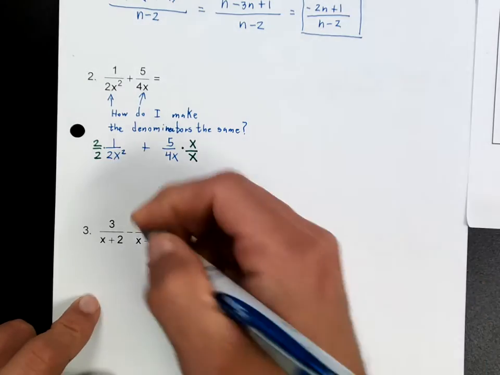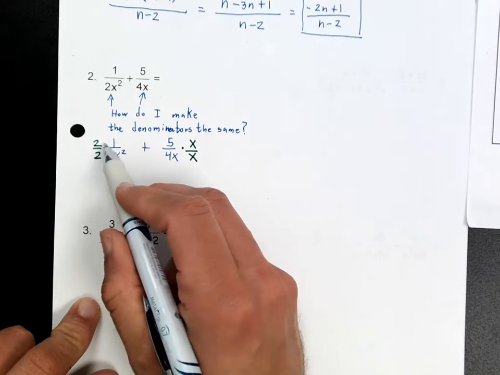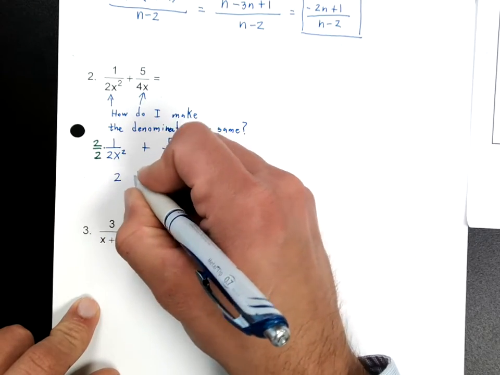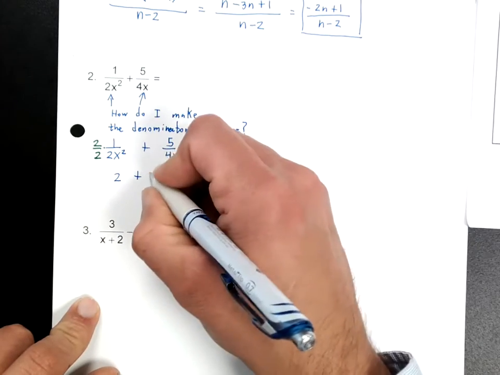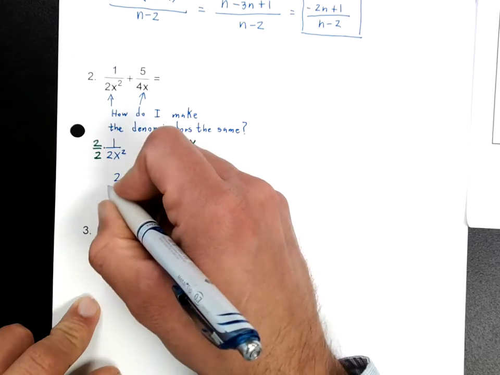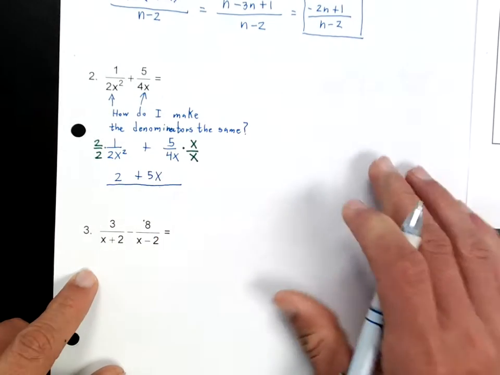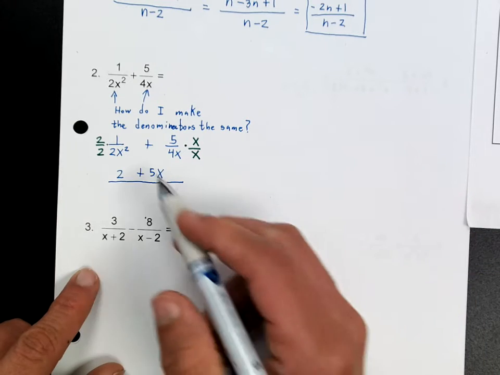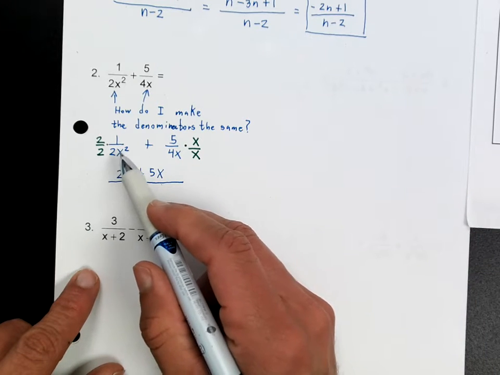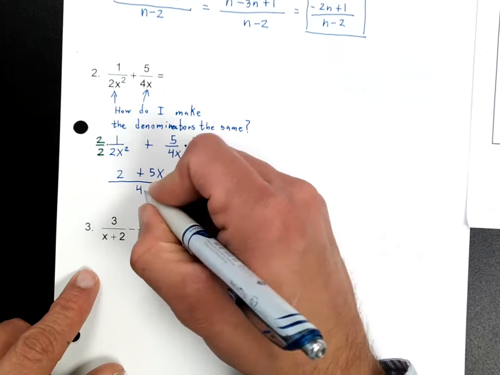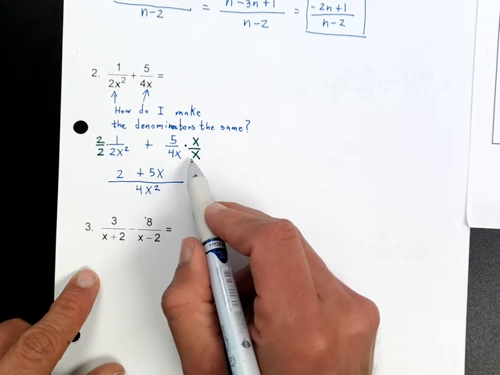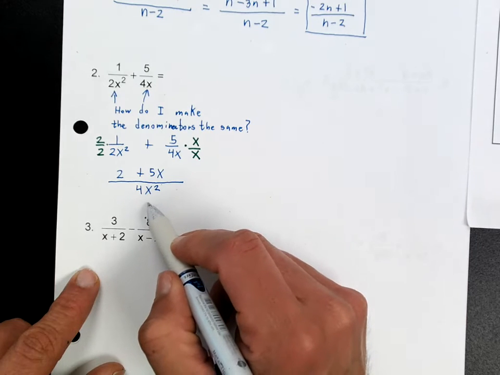Alright, so notice again, now I'm going to multiply the numerator. I have 2 times 1, which is 2. Up here I'm going to have 5 times x, all over what should be the same denominator. Alright, so make sure that it is the same denominator. 2 times 2 is 4, that's 4x squared. If I go to this side, I should have exactly the same thing. 4x times x is 4x squared, so I do have the same denominator.